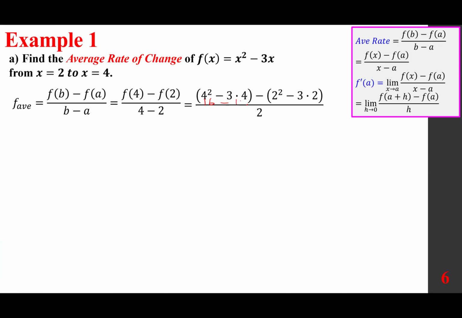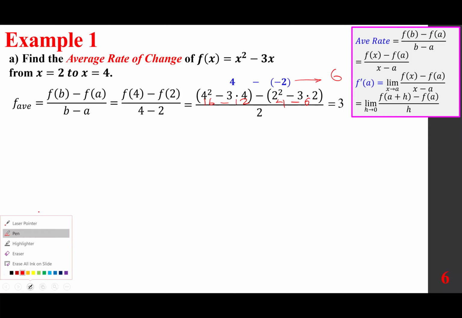16 minus 12 is 4. 4 minus 6 is negative 2. 4 minus negative 2 gives you positive 6, divided by 2 gives you 3. So given 2 points, find their slope. That's the bottom line.